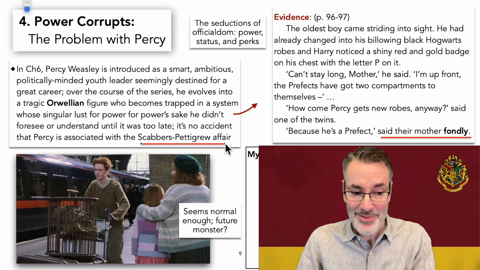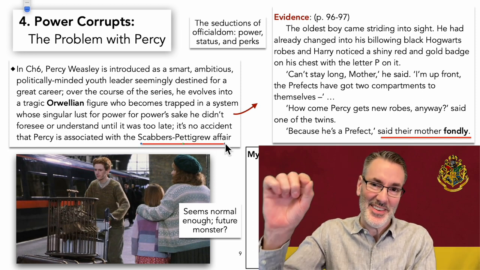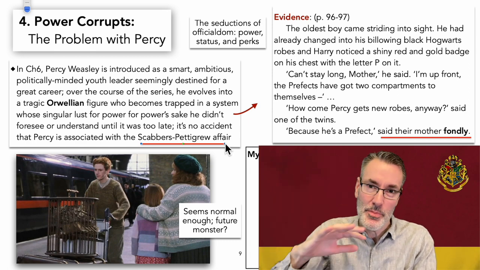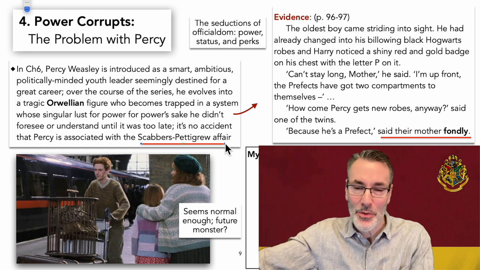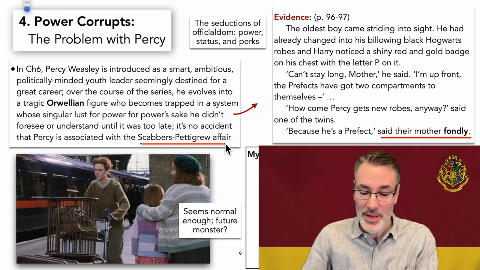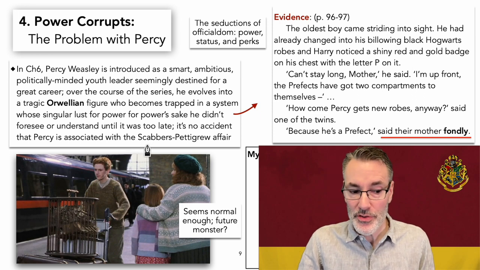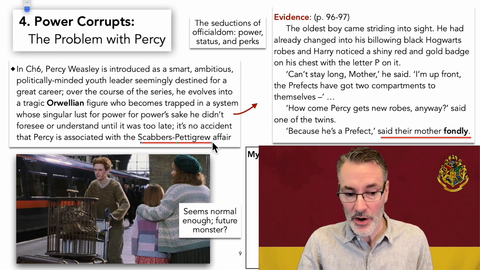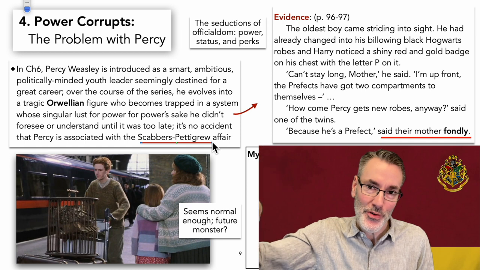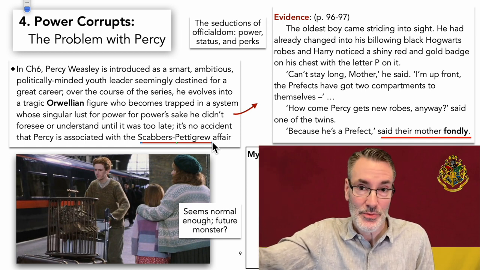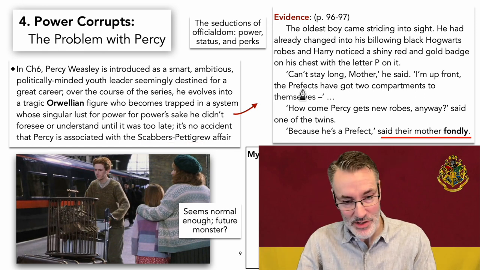It's no accident. This is how clever Rowling is. All these little tiny clues and motifs are built up, a web, a tapestry of motifs, and by the end of the whole 7 books, all of it seems to make sense. That's really, really good and difficult storytelling. So it's no accident that Percy is associated with the Scabbers Pettigrew affair. He is the one who inserted that corruption of Peter Pettigrew, and with tragic results, you'd see fatal results.